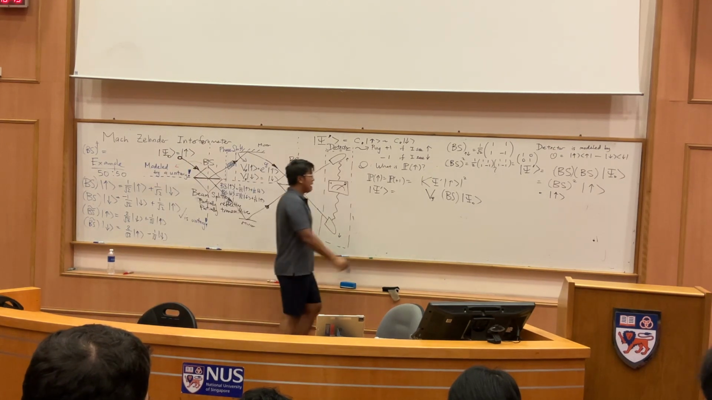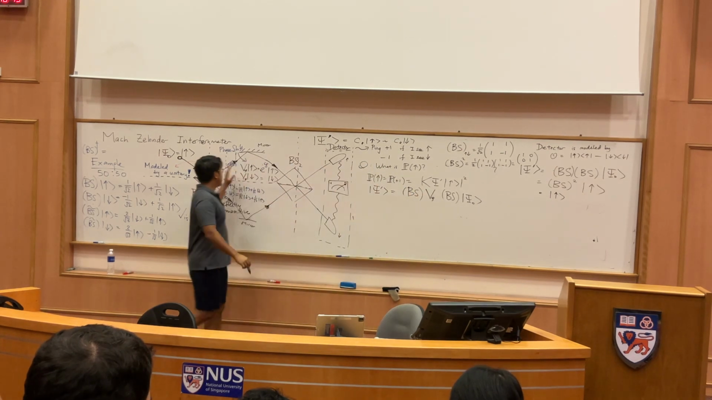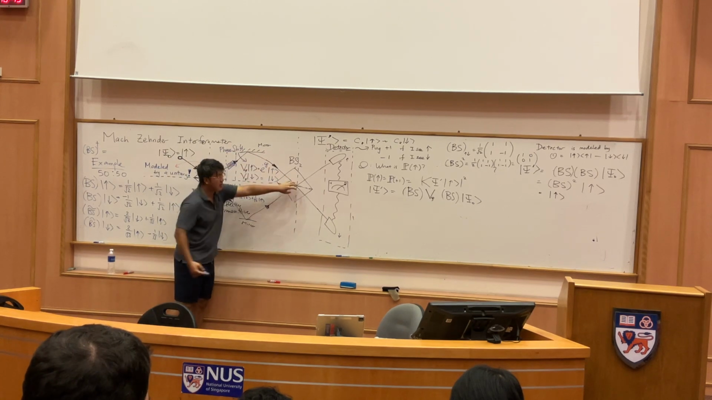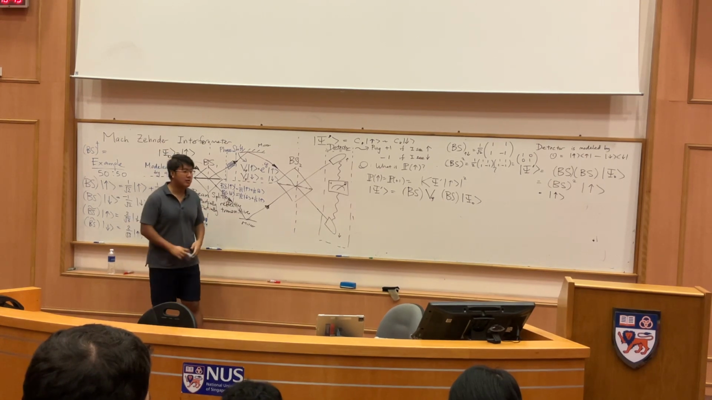And then I will apply the beam splitter again. Agreed? Because after it's being phase shifted, the two paths come and then they collide again, and then they interfere at the last beam splitter. Okay. So this is what I need to do.